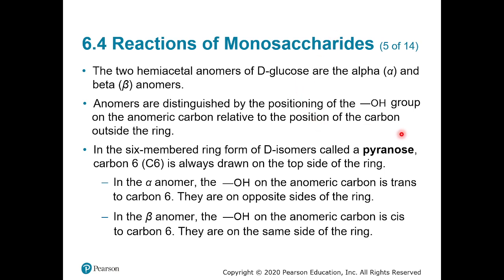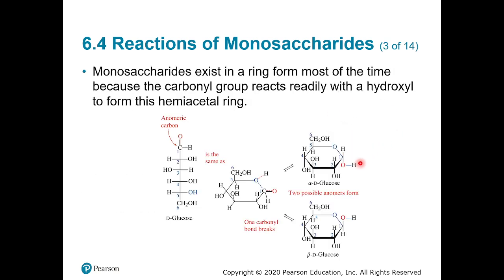So the 2 hemiacetal anomers of D-glucose are going to be alpha and beta. Those are going to be your 2 anomers. The anomers are going to be distinguished by, again, the position of the OH group on the anomeric carbon relative to the position on the carbon outside the ring. Okay? If they're on the same side, that's beta. If they're on opposite sides, that's alpha.